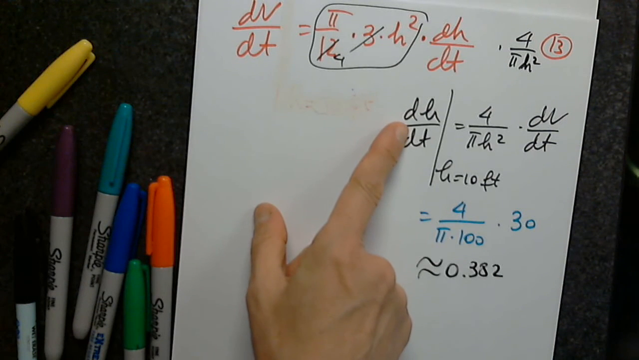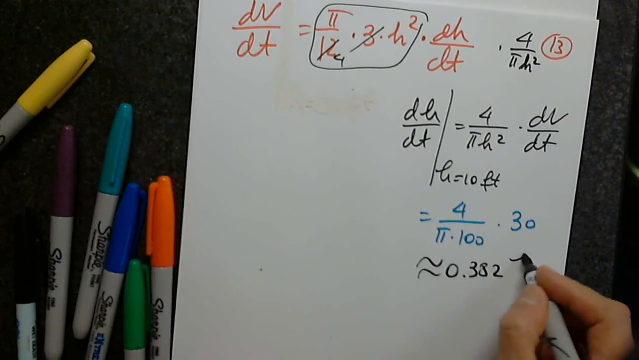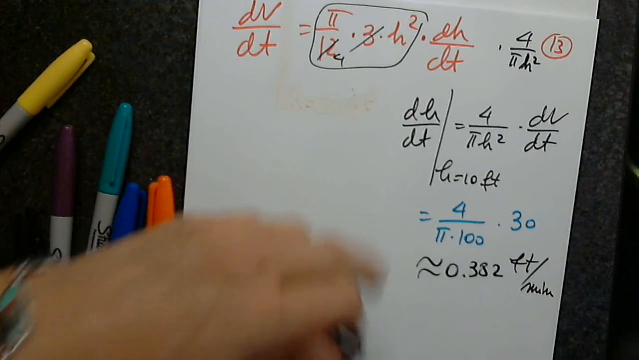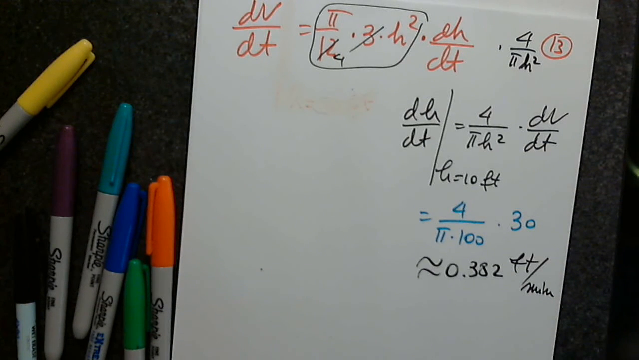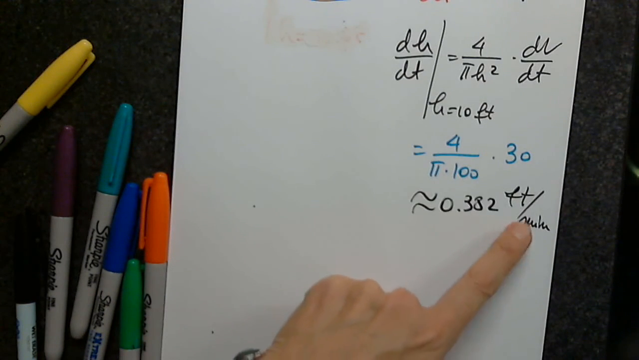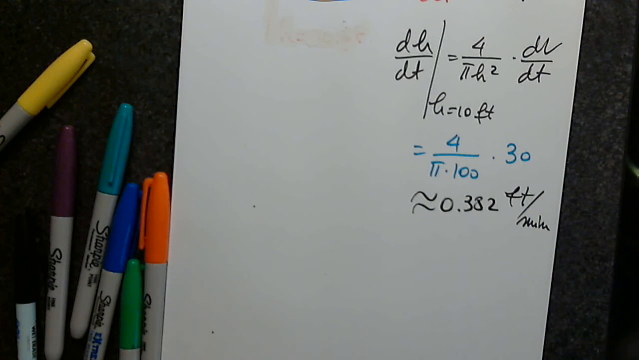But this is dh. It's not area, it's not volume. So it's just feet per minute. So at the instant at which the volume of the cone changes at 30 cubic feet per minute, the height of the pile changes at 0.382 feet per minute, as well as the diameter. They have the same rate because they are always the same.